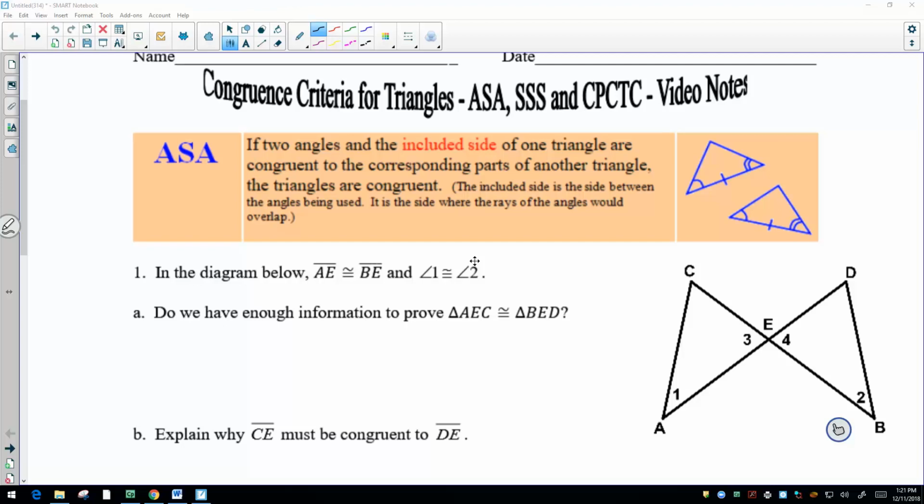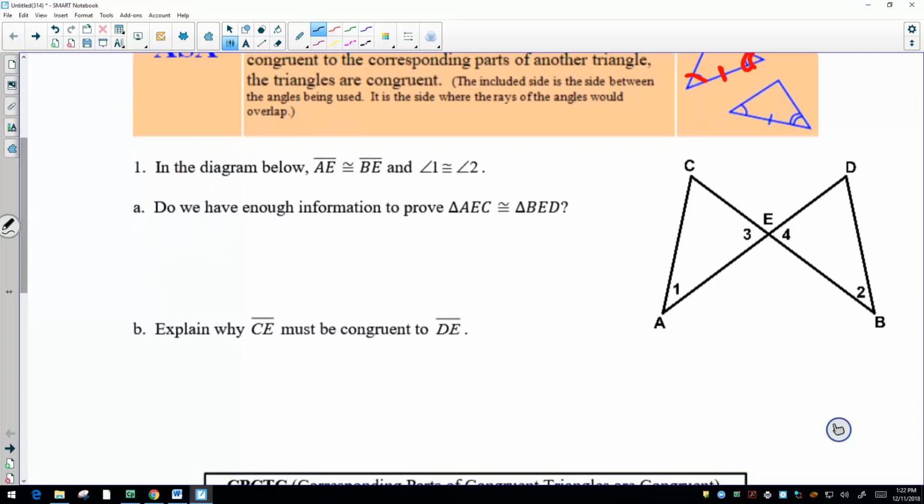So notice the picture on the right is showing you the side this time is now going to be in between the two angles. So we're going to call that side the included side, meaning it's the side that would touch both angles. So keeping that in mind, we have this diagram to the right, and it says in the diagram we have side AE congruent to side BE, and we have angle 1 congruent to angle 2.